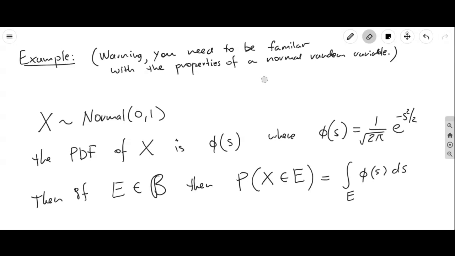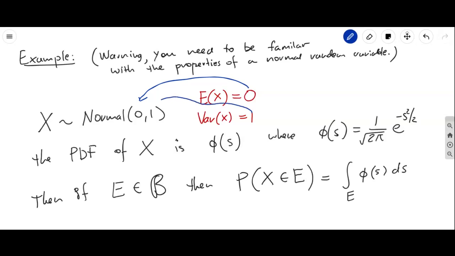Now, the significance of 0 and 1 is that the expectation of x, and you were asked to show this on one of the homework assignments, is 0, and the variance of x is equal to 1. So that's what these numbers represent. The first number is for the expectation. The second number is for the variance.